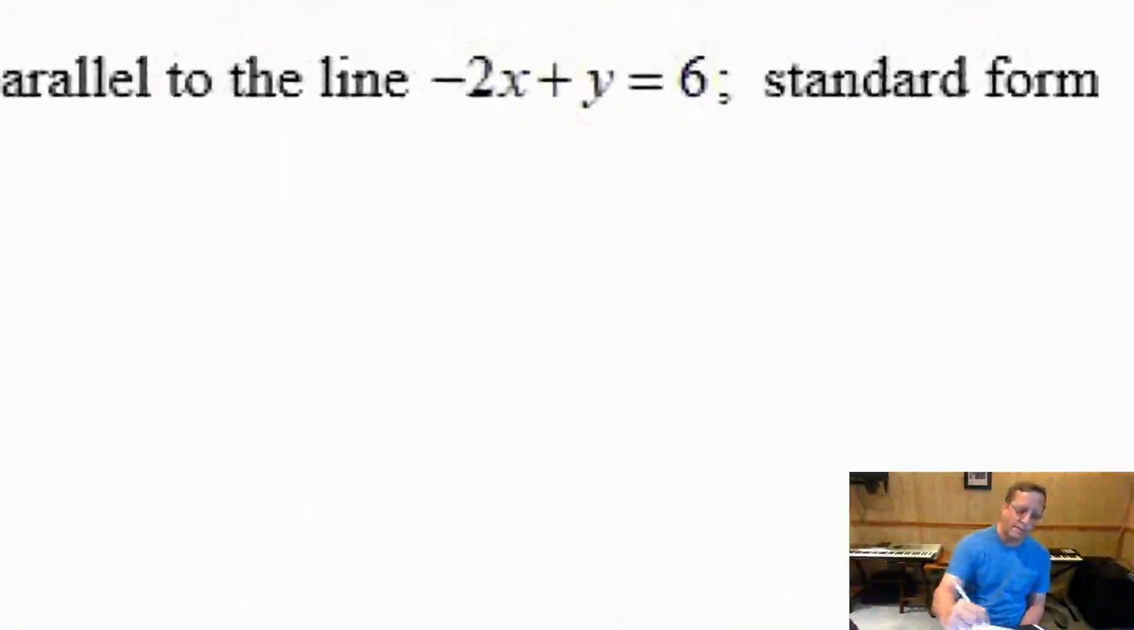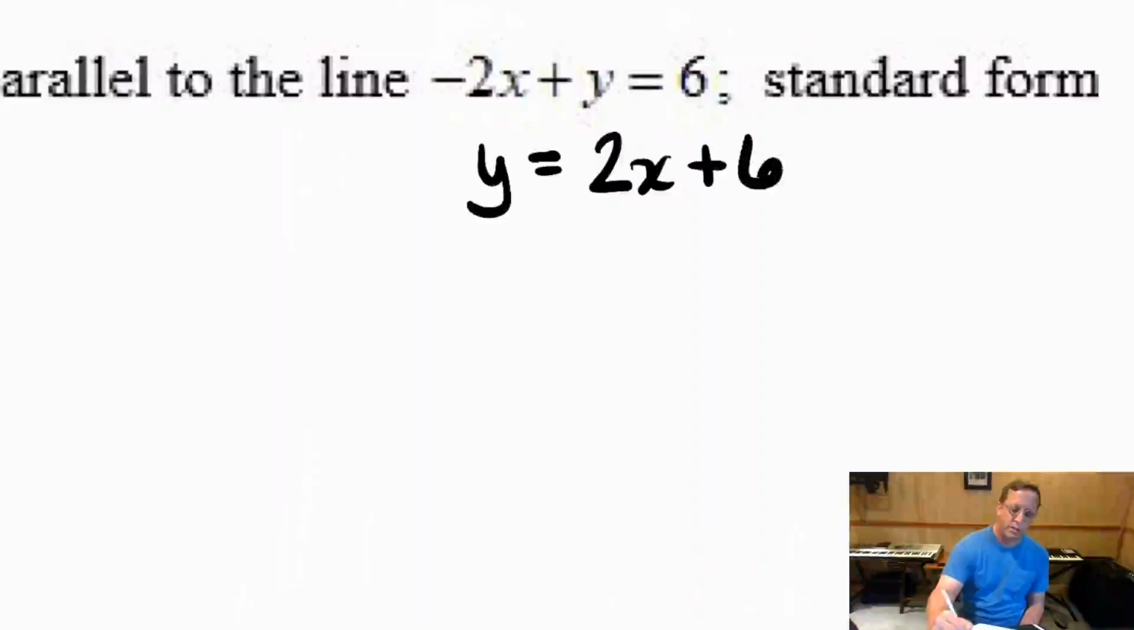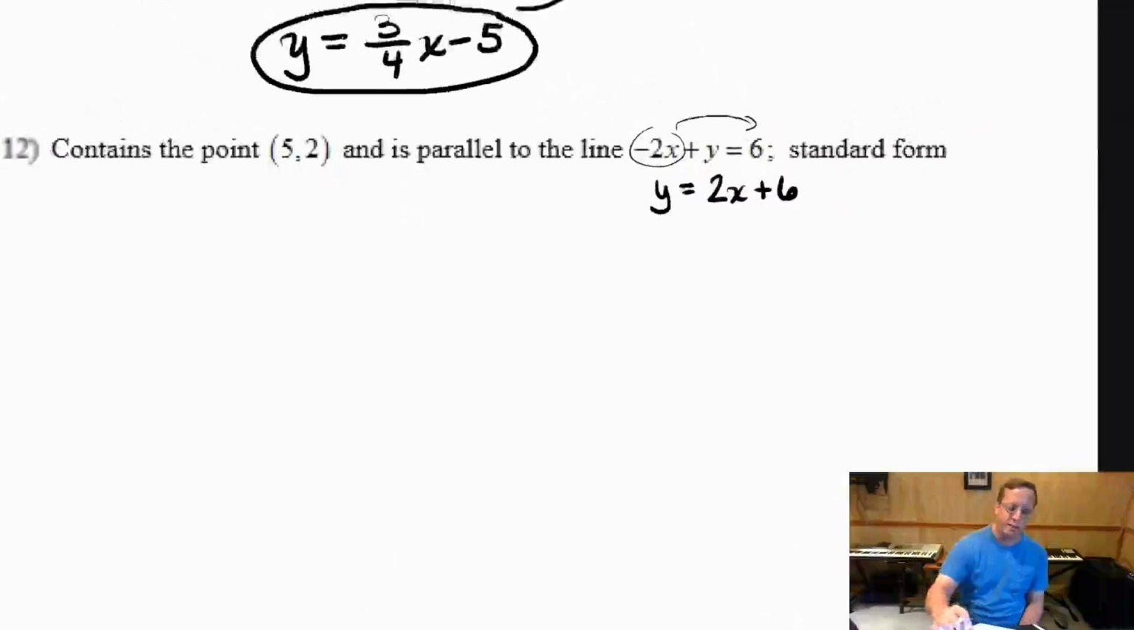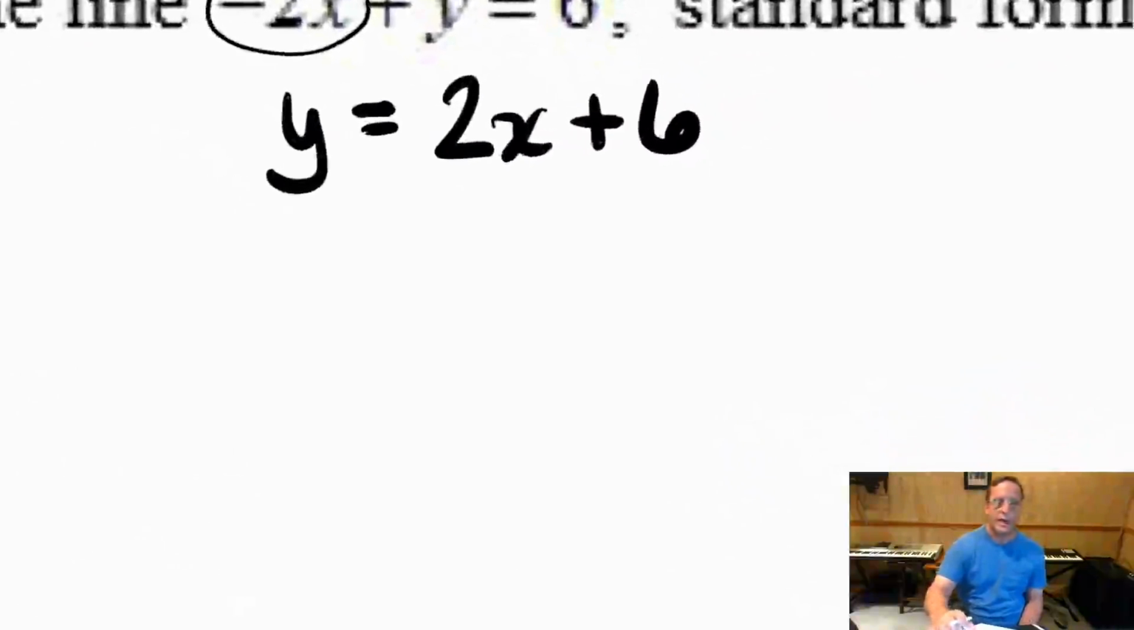And to get the y by itself, this is really easy. Just move that 2x over. So it becomes y equals 2x plus 6. So that's all I did. Let's move over that term. All right. Now the important part of doing that was it told us the slope. The slope is 2. And that's the important information.